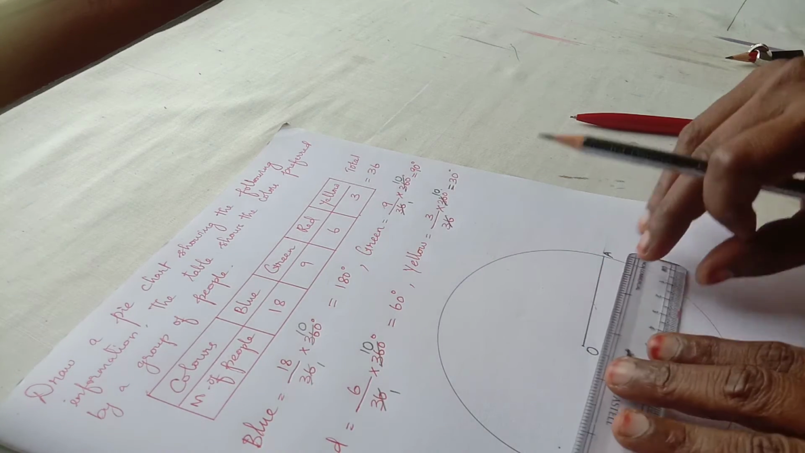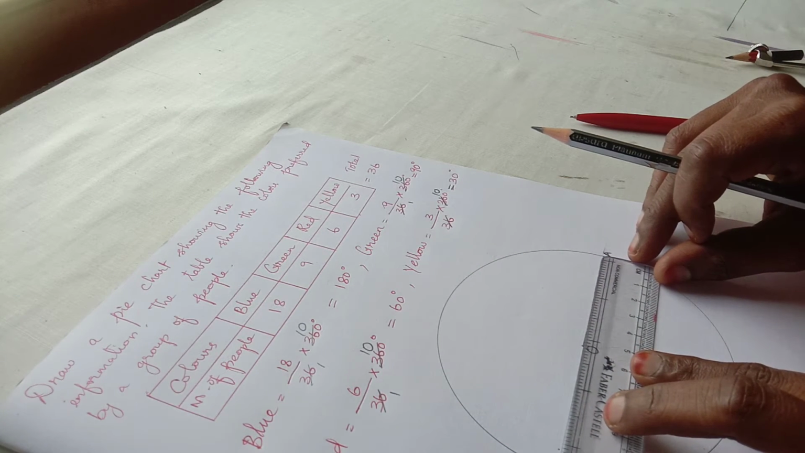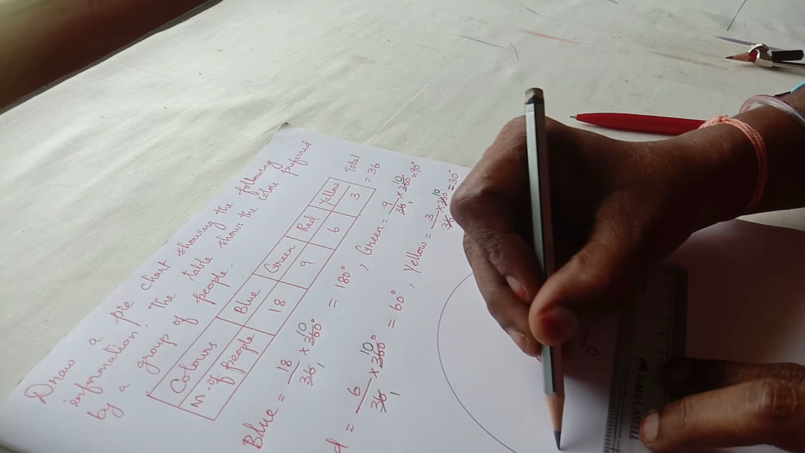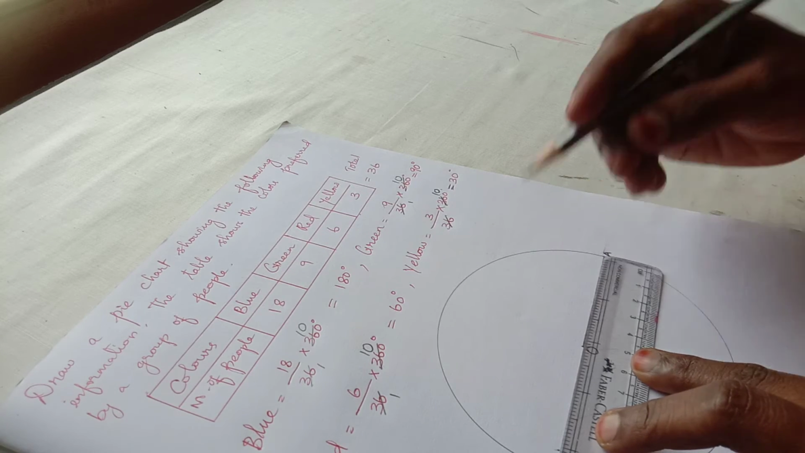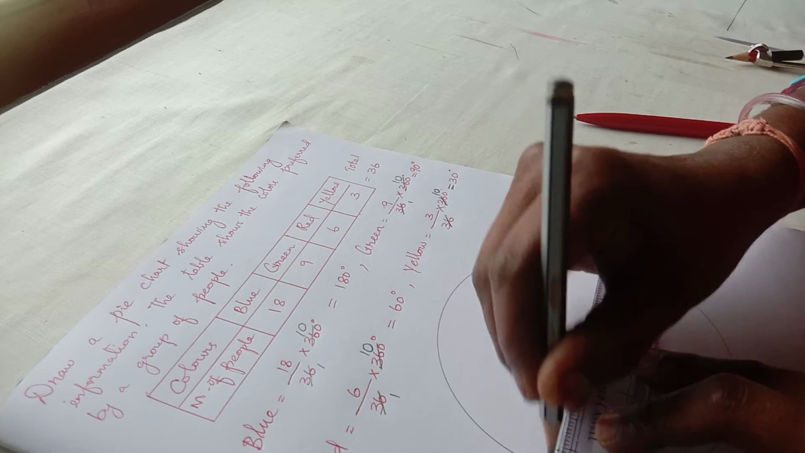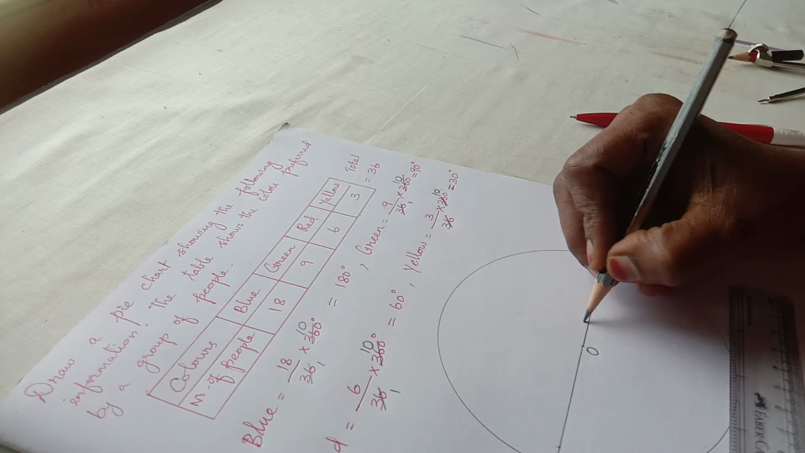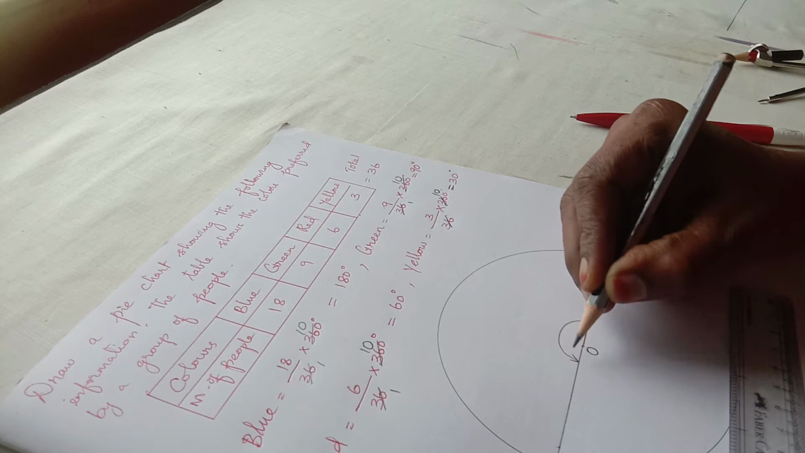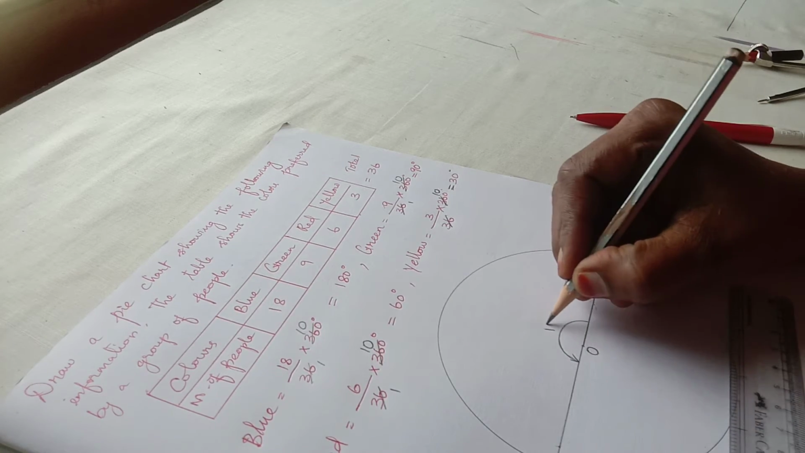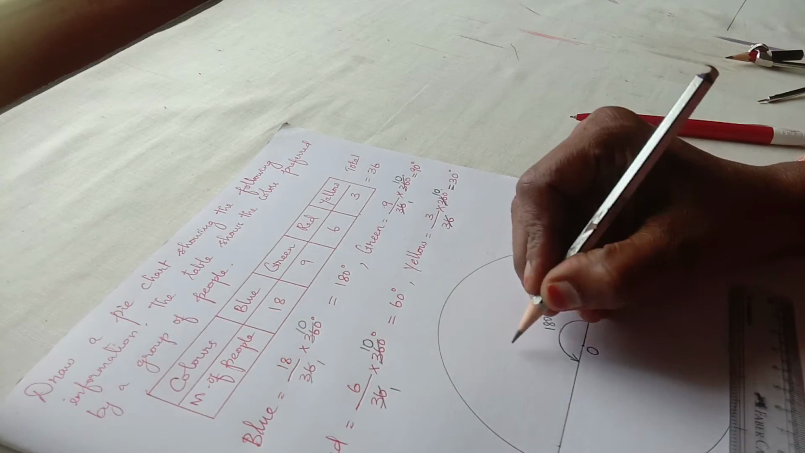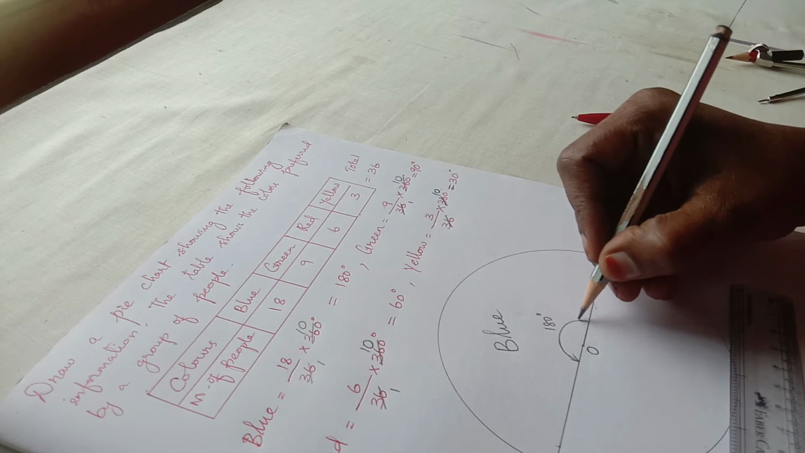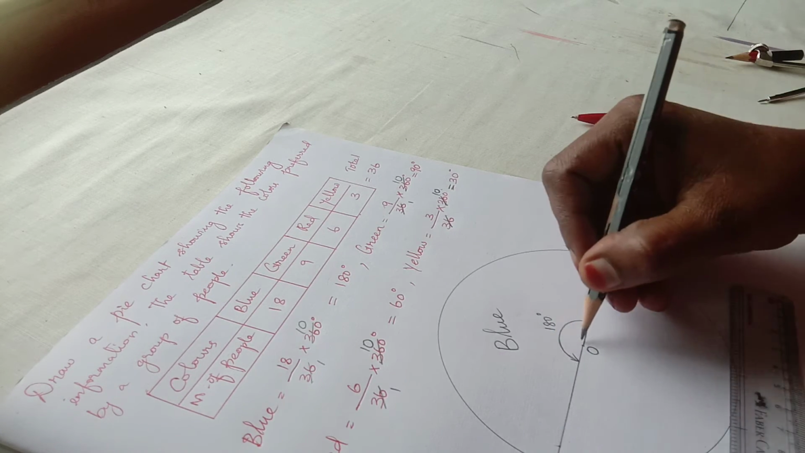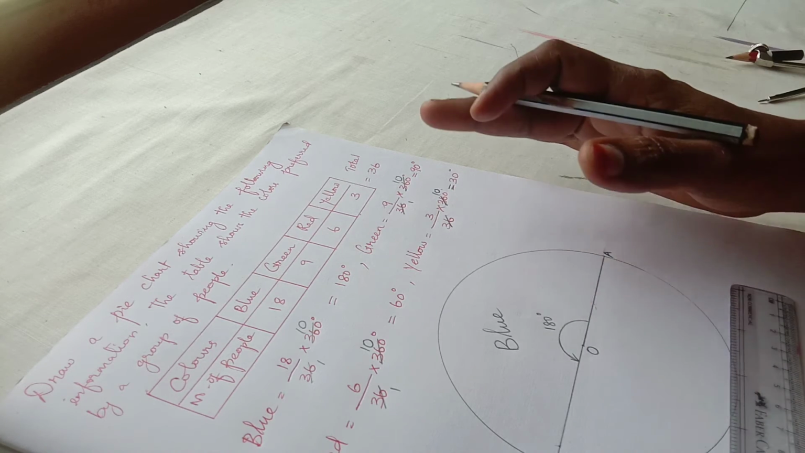So now take out the protractor and join from O to the point which we kept here, 180 degrees. Let's join. So now we can mark this, see the arrow mark, this is 180 degrees. And what color is this one? Blue. We started from here, from this radius OA. Now 180 degrees is over.